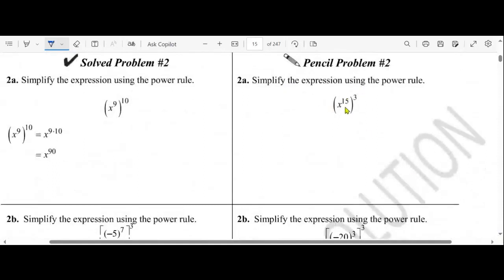Simplify the expression using the power. Milad here, please. So we're going to multiply what? 15 times what? Which equals how much? Good. Thank you very much.